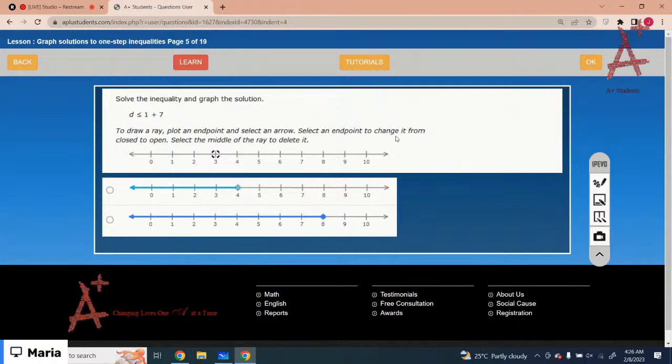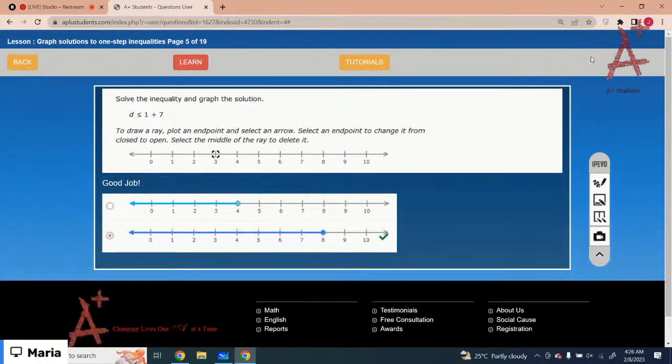That is the second option. Just select the correct option and click on the OK button.